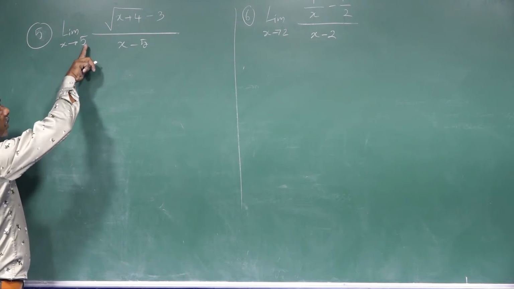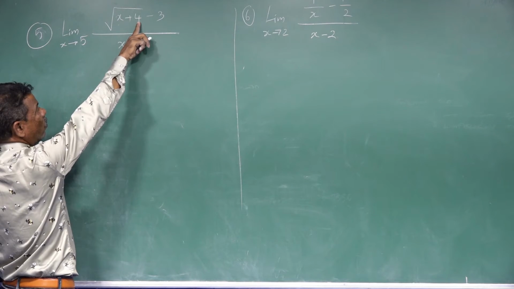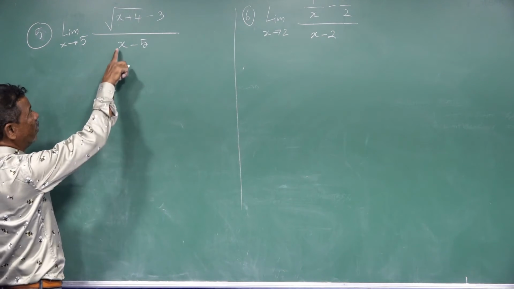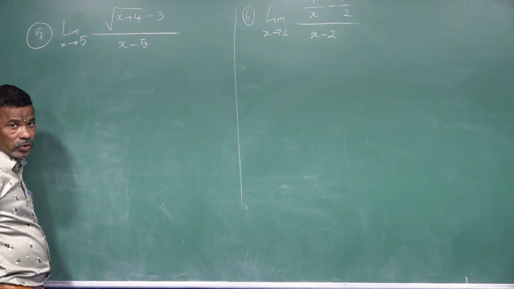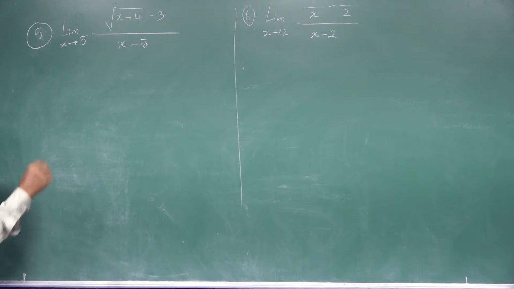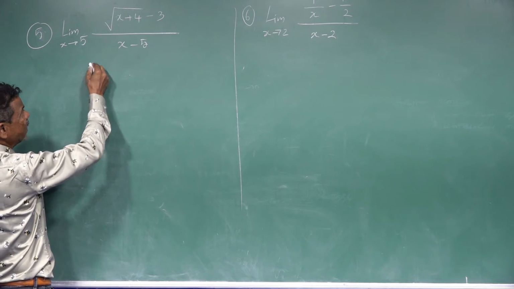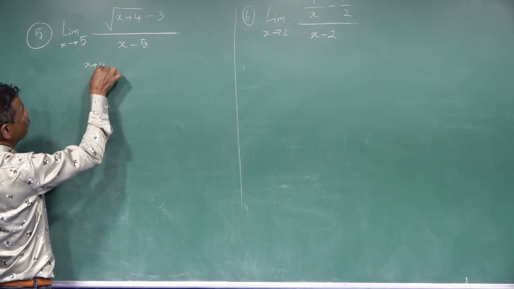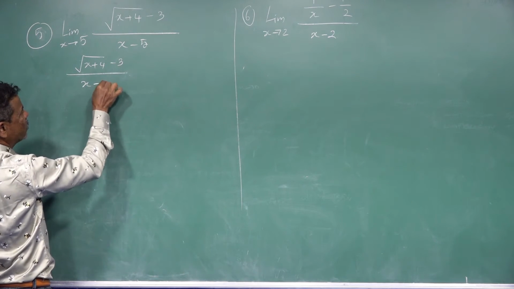Here x tends to 5. Fifth problem. Here 5 plus 4, 9. Root of 9, 3. 3 minus 3, 0. Here 5 minus 5, 0. But it is 0 by 0 form. Here x tends to 5, not equal to 5. That's why here rationalizing, here root is there. Root of x plus 4 minus 3 by x minus 5 as it is.